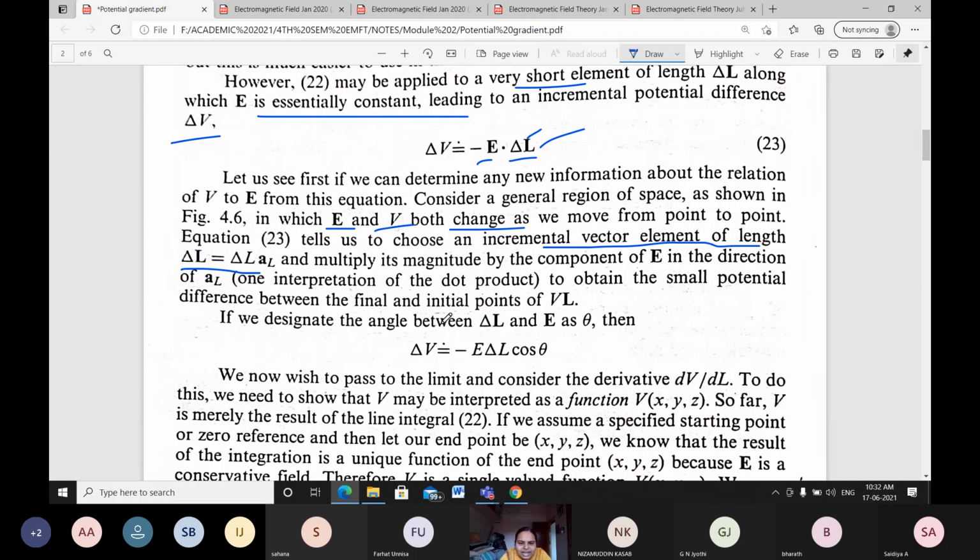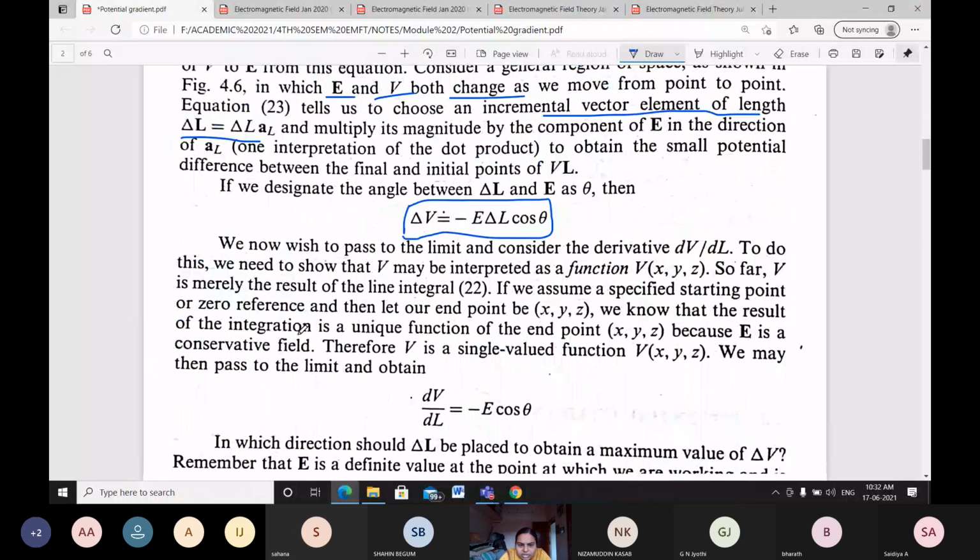If we designate the angle between delta L and E as theta, then delta V is going to be equal to minus, remember this equation, minus E delta L cos theta.